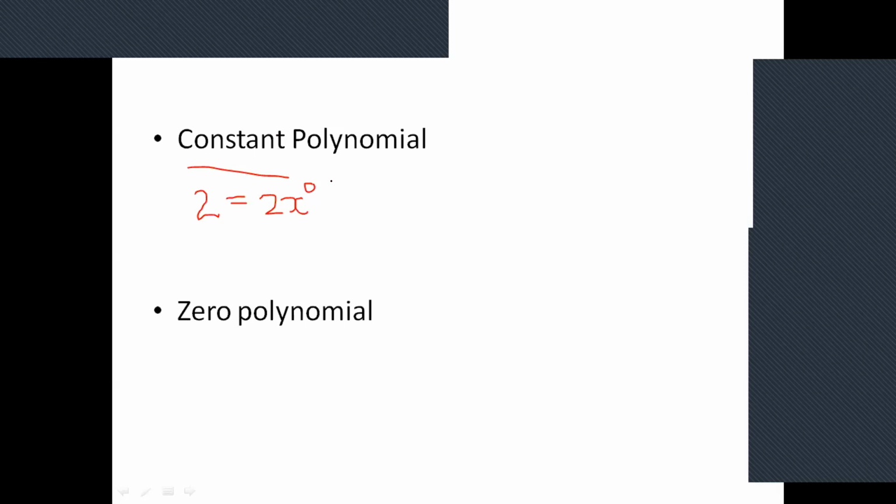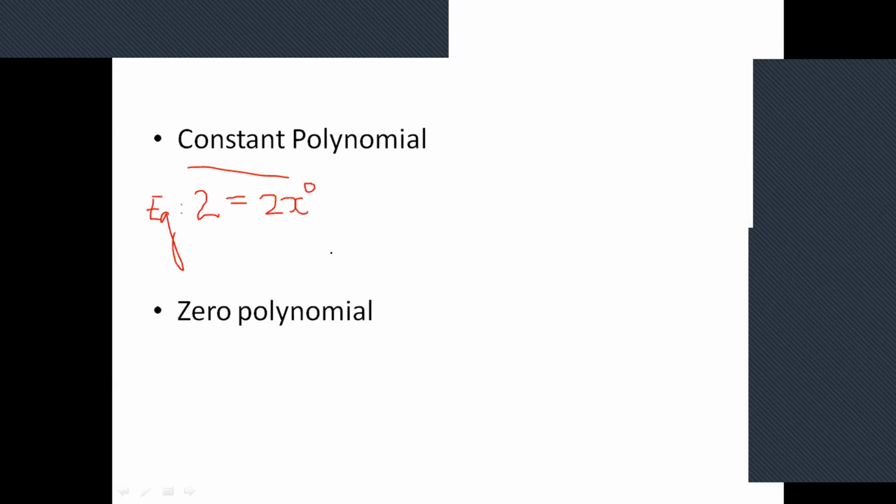Please remember this. A constant polynomial is nothing but the non-zero numerical values. All these are called constant polynomials. So the example is this. This is the example for it.